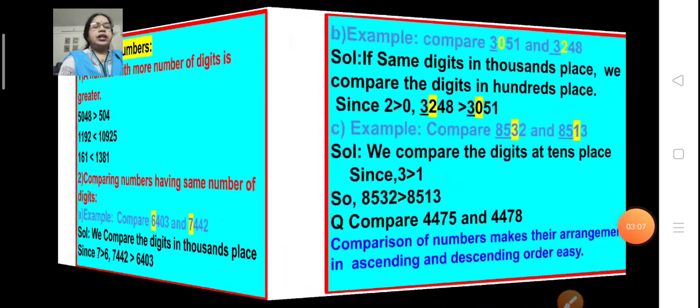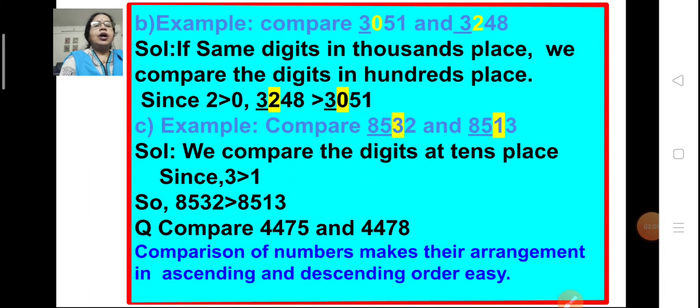Now let's recollect, if the digits in thousands place also are the same, then what do we do? How do we compare them? Then we move on to the next place value, that means the next place, and compare the digits there.